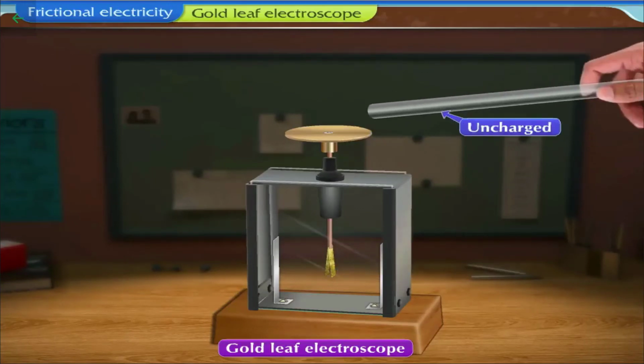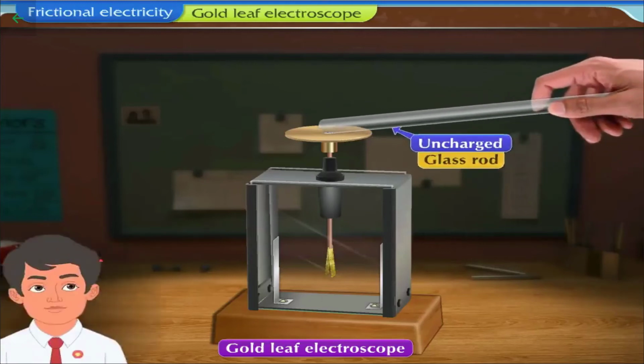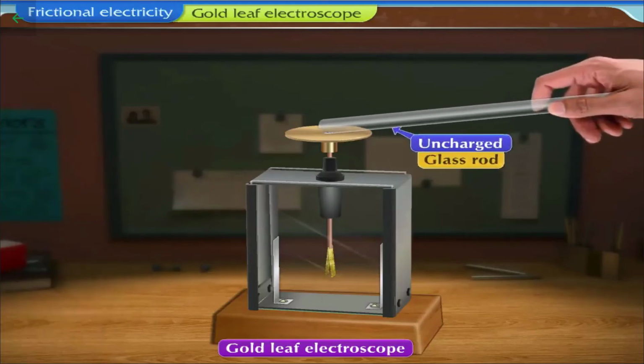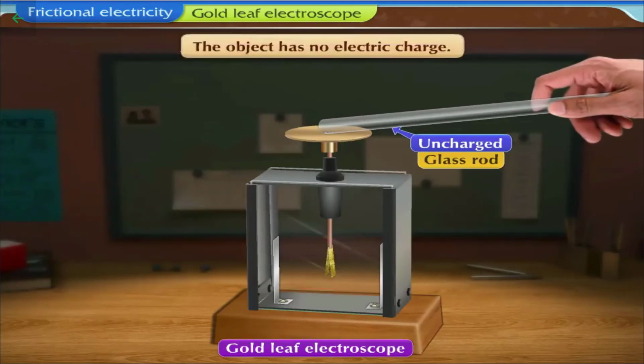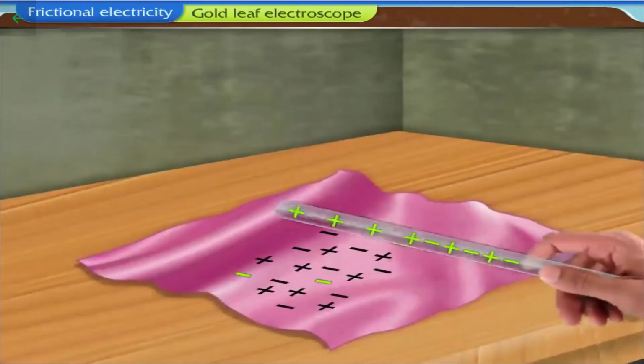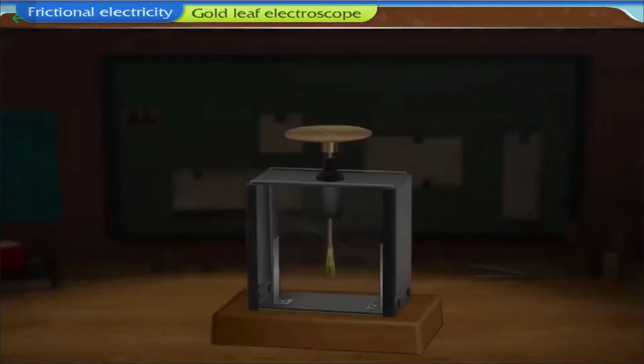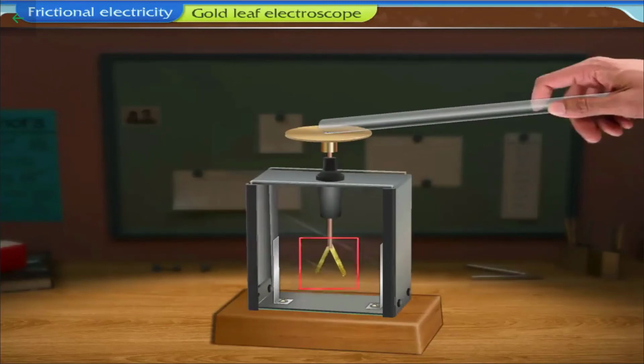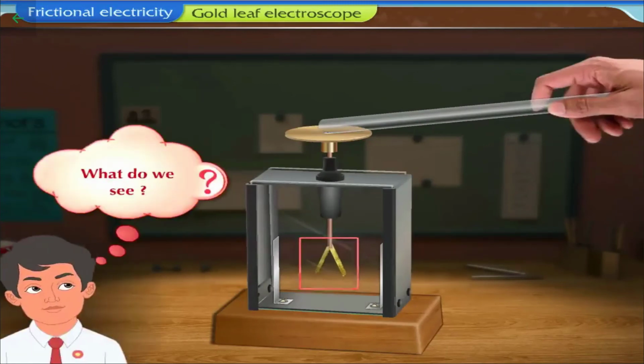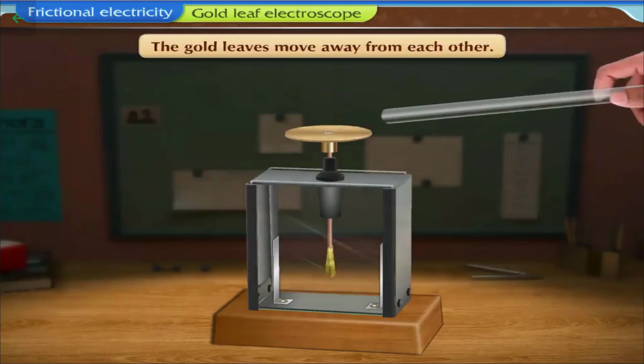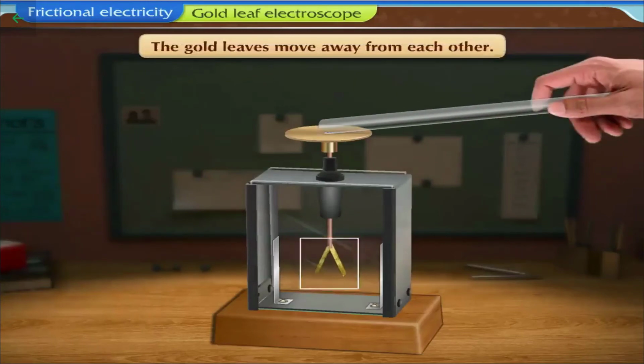First bring an uncharged object, say a glass rod, and touch it to the disc. What do we see? We see that the gold leaves remain closed, which means the object has no electric charge. Let us charge the glass rod by rubbing it on a cloth and touch it to the disc and see the difference. What do we see? We see that the gold leaves move away from each other.